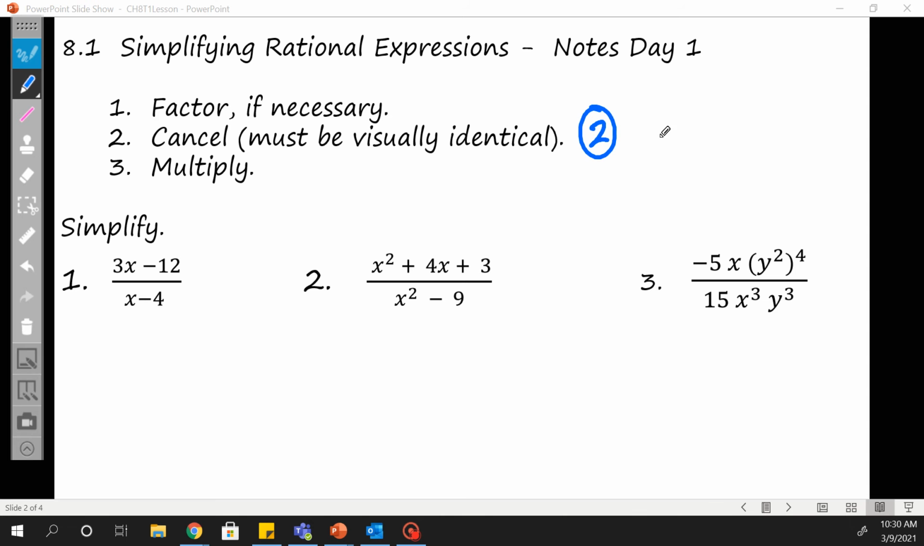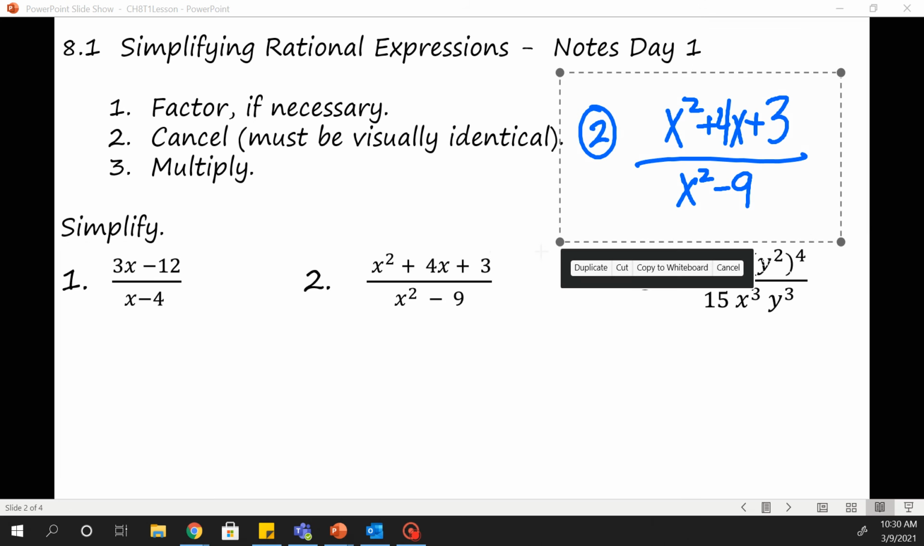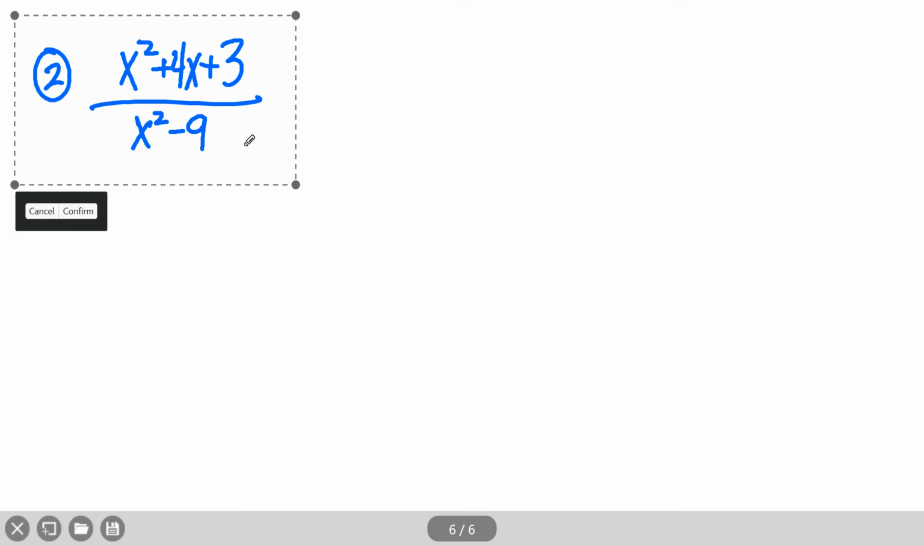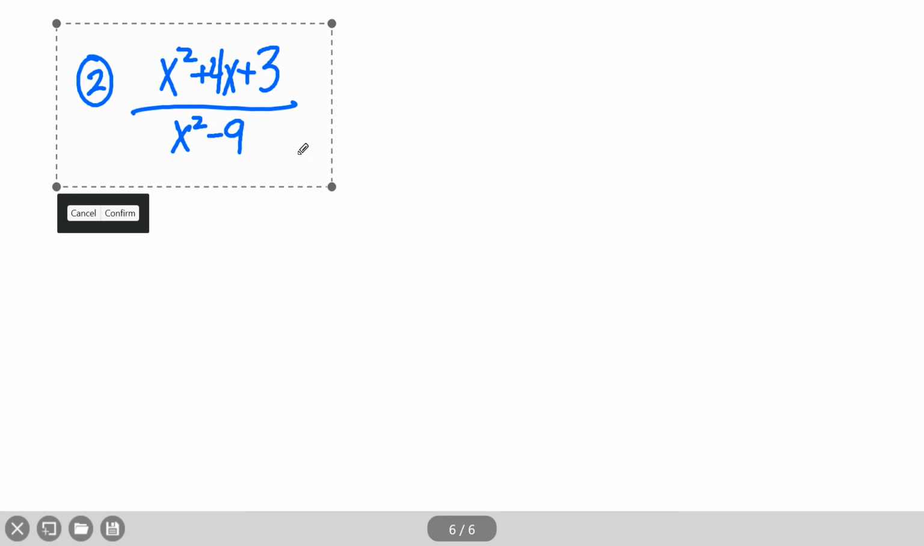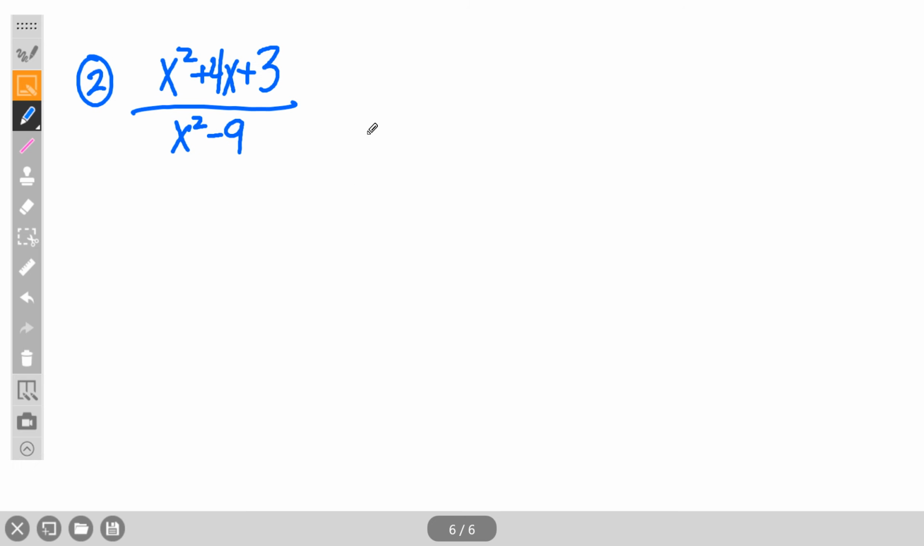Number 2, we have x squared plus 4x plus 3 over x squared minus 9. All right, well, this factors a little bit differently because neither of these has a GCF. X squared plus 4x plus 3 doesn't, and x squared minus 9 doesn't. So first, let's look at how we factor x squared plus 4x plus 3.